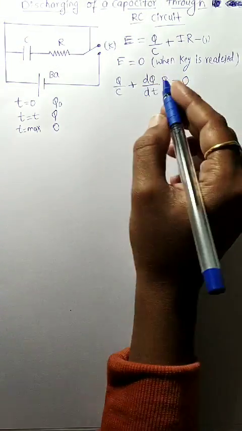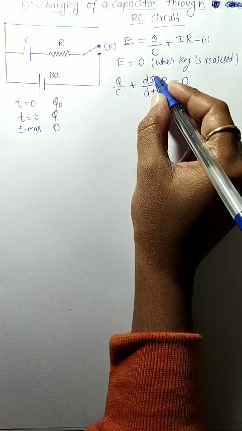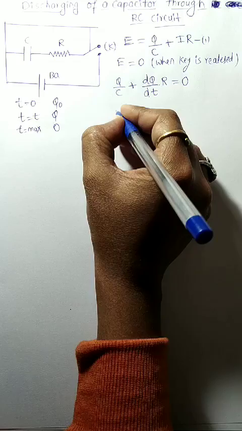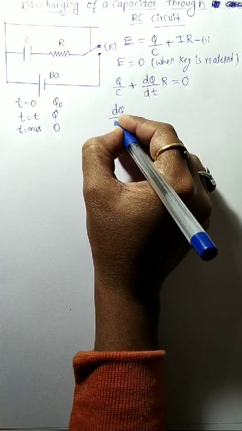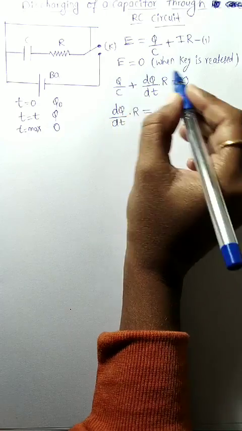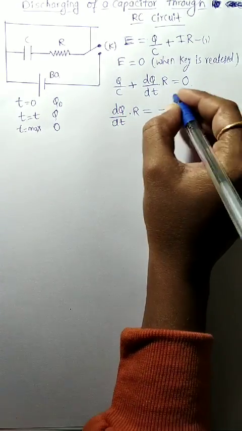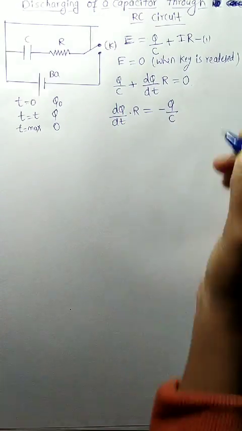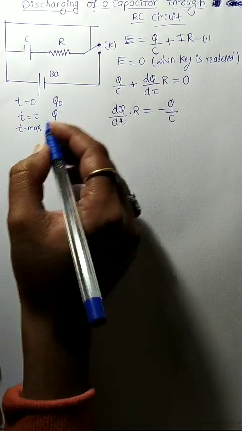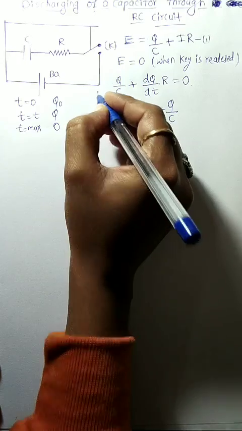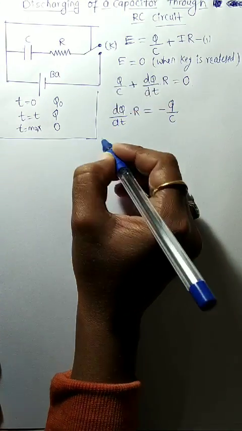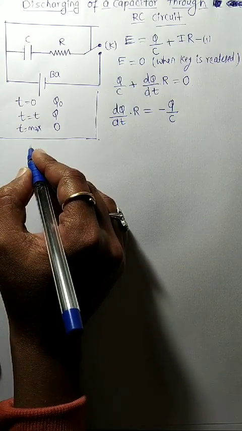On solving, what will we get? I'll keep this equation here and transfer the q by C term. So we get dq divided by dt into R is equal to, as it is plus, when it is transferred it becomes minus q divided by C. Nothing but here I'll write this part.